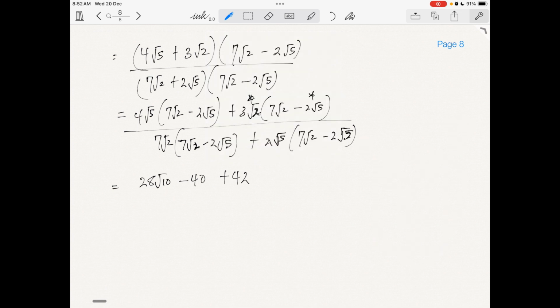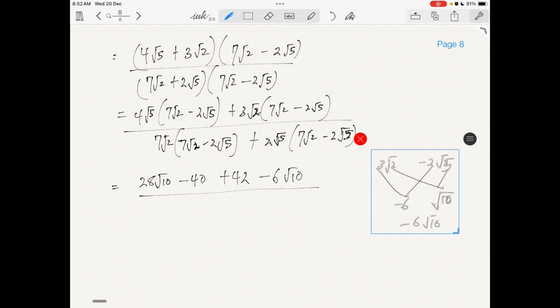Then 3 root 2 and minus 2 root 5. This multiplied by this will give me minus 6, and root 2 by root 5 will give me root 10. So our answer will be minus 6 root 10.